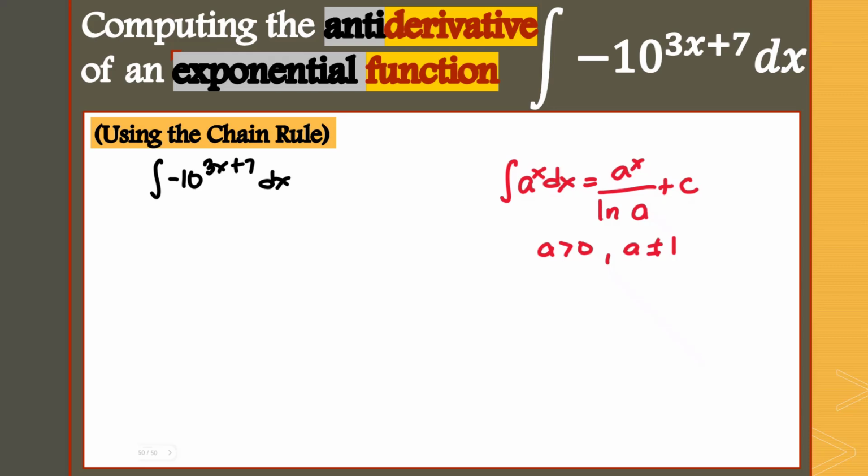But looking at our given, some of us might think, oh, it's not possible because we have negative 10 here. No, the negative there is just a factor of the given form because it's not written in this manner. If it's written in that manner, then definitely we are going to stop and there should be no answer. But since it's not written in that manner, we could take out the negative outside, or negative 1, and then the integral of 10 to the power of 3x plus 7 dx.